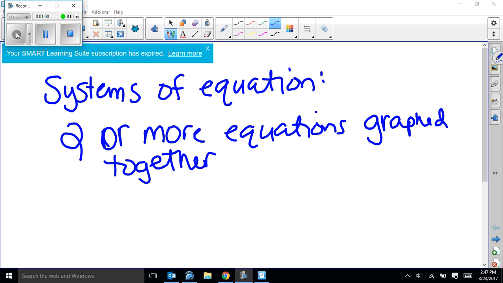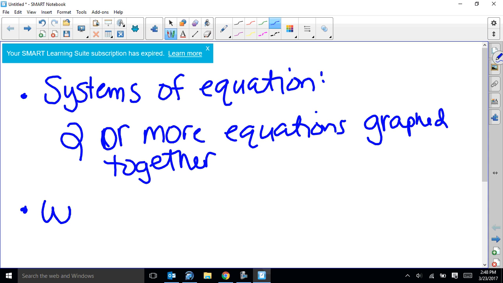Alright, so solution: where all the lines intersect, the points the lines all have in common. In just the last couple of days, you guys have started to look at systems. You had equations. You were finding where they all came together.